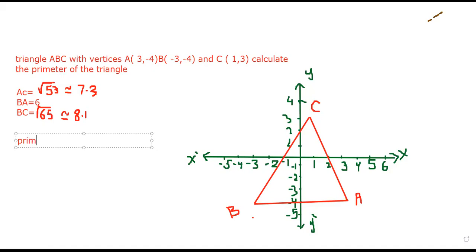So the perimeter of the triangle will be 7.3 plus 8.1 plus 6. Then the answer will be what, grade 8? 21.4. Agree with her? Units.